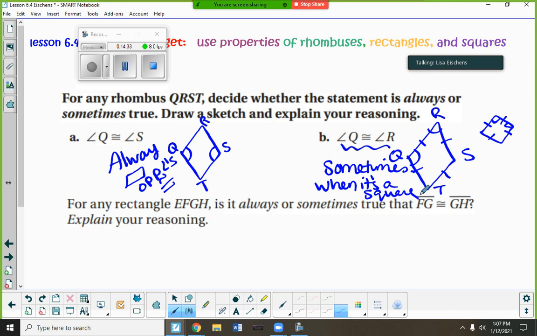All right, next. For any rectangle EFGH, is it always or sometimes true that FG is congruent to GH? Explain your reasoning. First thing I do is draw myself a rectangle and label it.